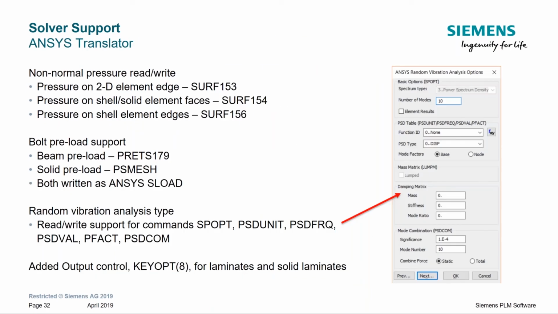We've added some new capabilities to the ANSYS translator. It's the ability to do 2D element edge pressure, pressure on solid element faces and shell element edges, and added new beam preloading and solid preloads. These are written as the ANSYS SLOAD card.